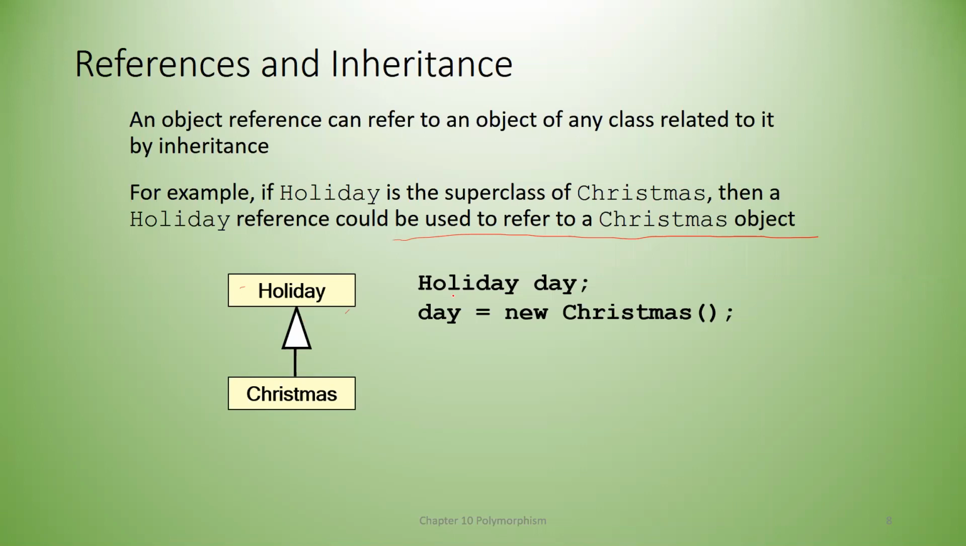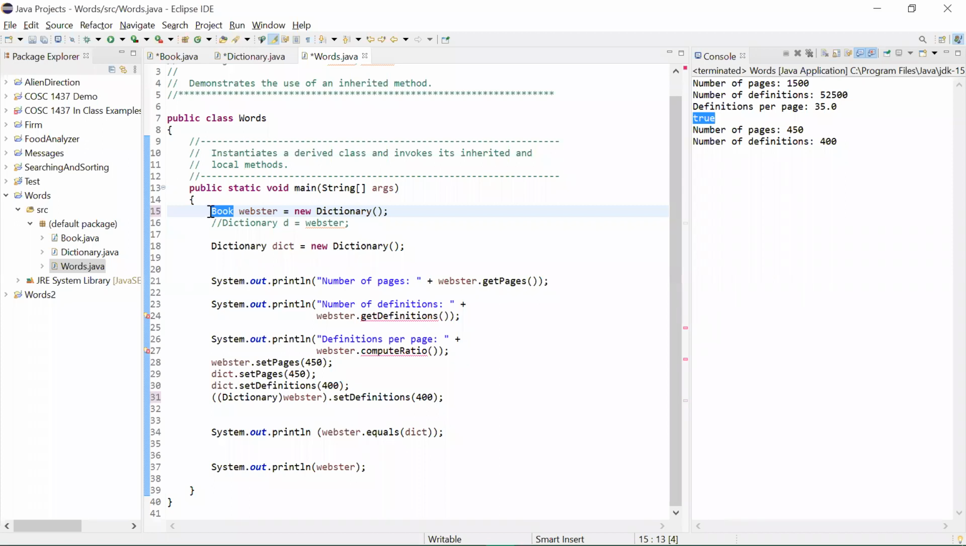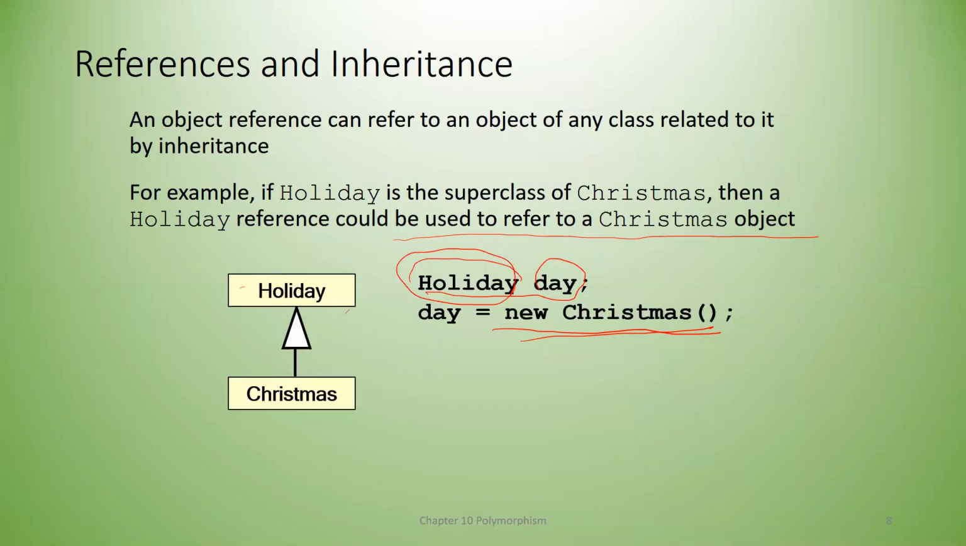See, this is a holiday reference. That's the reference type. It's a reference variable. The reference type is holiday, but it can point to a Christmas object, just like what we did. This is fine. A book reference variable can point to a dictionary, which is a child class object. So this is fine because Christmas is a holiday. Just remember, Christmas is a holiday.